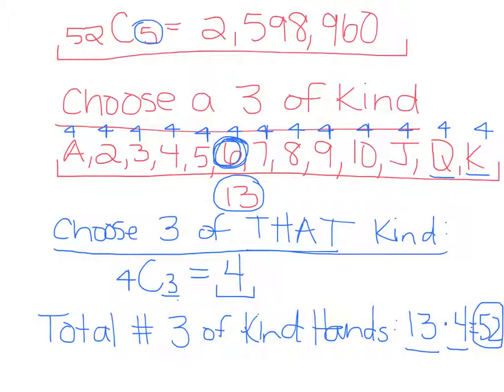However, on the next slide, I'm going to describe how we are going to choose those other 2 cards. So far, we have our 3 of a kind. There are 52 different ways we can get our 3 of a kind. In the next slide, I'm going to explain how many different ways we could fill those other 2 card slots.